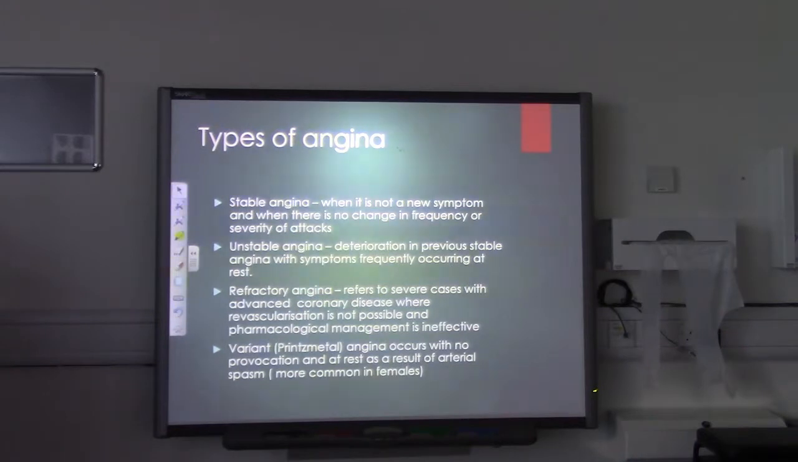Finally, we've got the variant or Prinzmetal angina, which occurs with no provocation and at rest, and is a result of arterial spasm. And it appears to be more common in females and can be a response to cold. And also the literature sometimes discusses the possibility of it occurring more frequently in the morning.